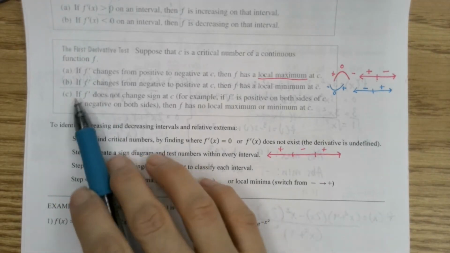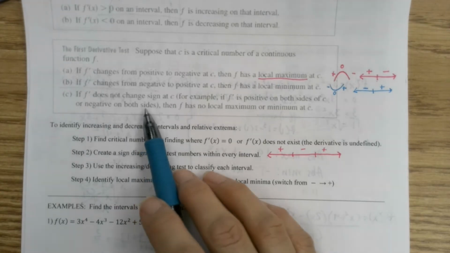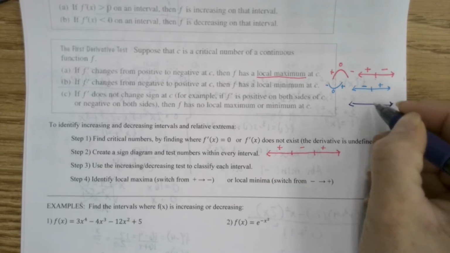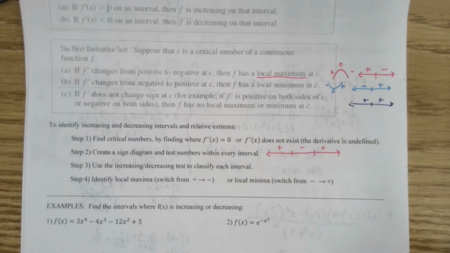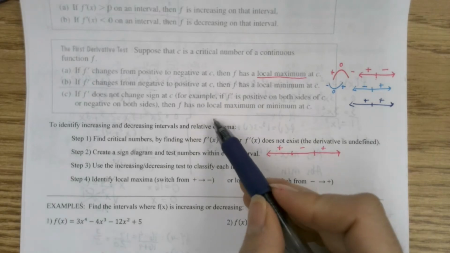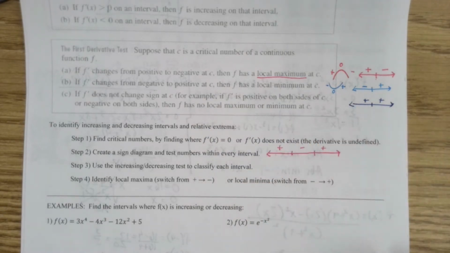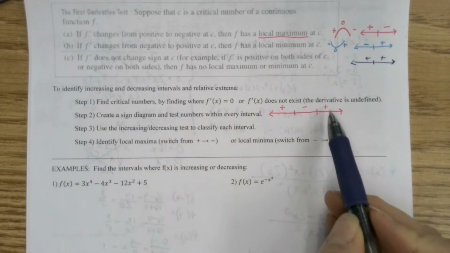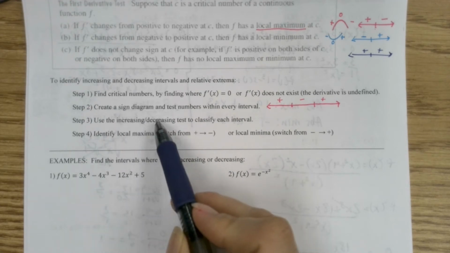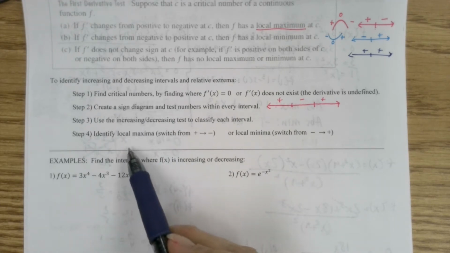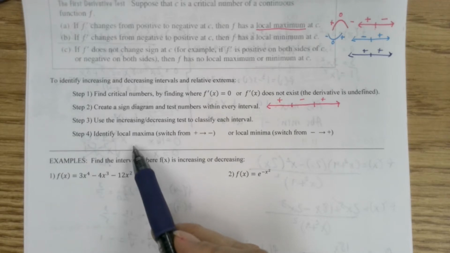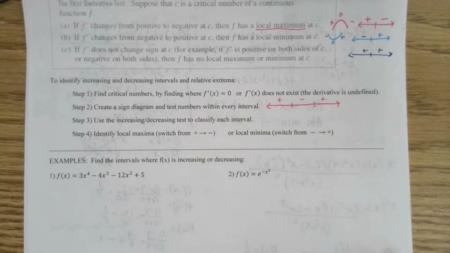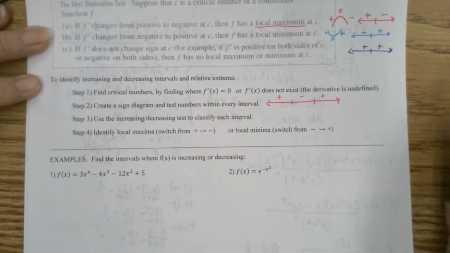And the third item on here, if f prime does not change sign, so you may have a critical value that you test and there's no sign change around it. For example, it's positive, positive, or maybe negative, negative. Then there is no local max or local min at that point. So in terms of our steps down here, we said we're going to find the critical values, plot them on a sign diagram, and classify whether our intervals are increasing or decreasing. And the last thing is, once we know that we have a local max or a local min, we will find the y coordinates. So a local max will happen if it switches from positive to negative, min from negative to positive. Okay, so let's actually try an example.